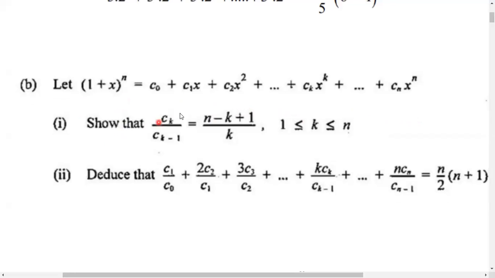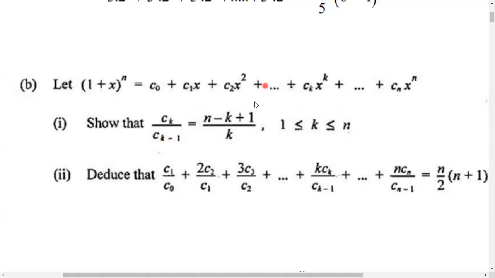And you want to show that ck over ck minus 1 equals n minus k plus 1 over k for k from 1 to n. And then you want to deduce this. So the ratio in this way is equal to n over 2n plus 1. So you should be able to recognize what the coefficients are. That's just your binomial expansion. So in other words, ck is just going to equal nCk. Ck minus 1 is going to be nCk minus 1.